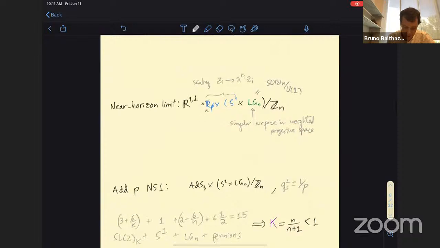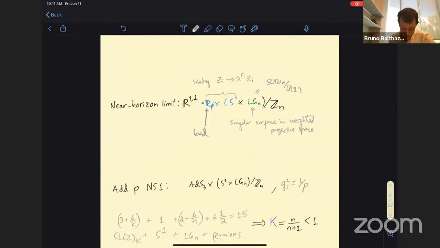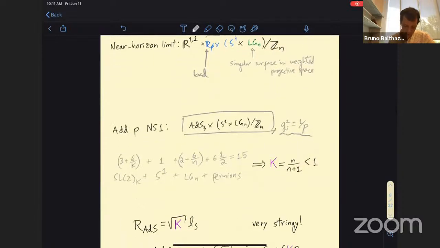But once again, you have this bad linear dilaton where the string coupling diverges. So you can add p NS1 strings to arrive at an AdS3 background, which takes this form, AdS3 cross S1 cross Landau-Ginzburg, and the string coupling is again finite. Now, like Emil already alluded to, the condition that the total central charge is 15 fixes the level k to be given by n over n plus 1, which is less than 1. So we have achieved what we wanted, a level below 1.